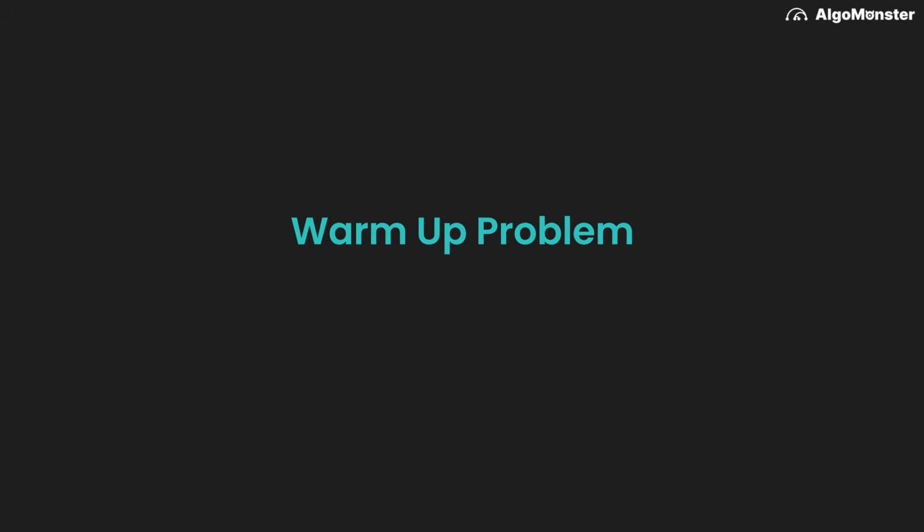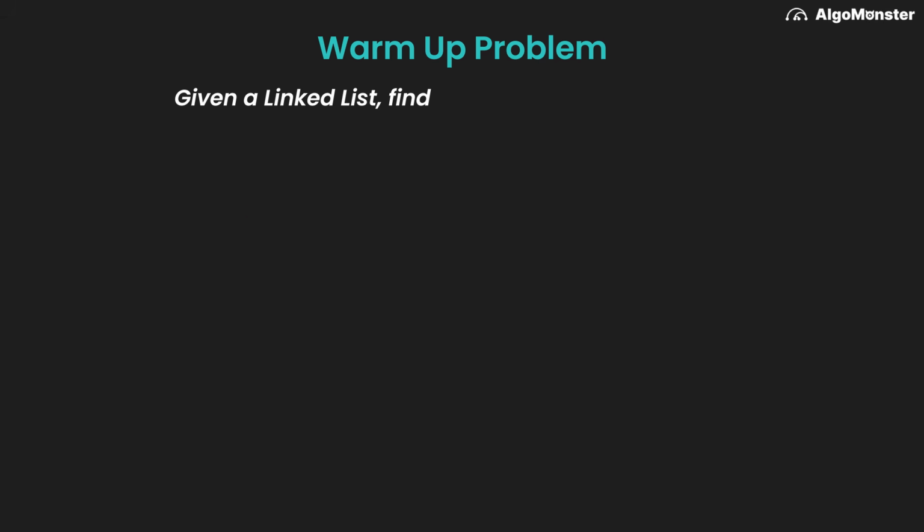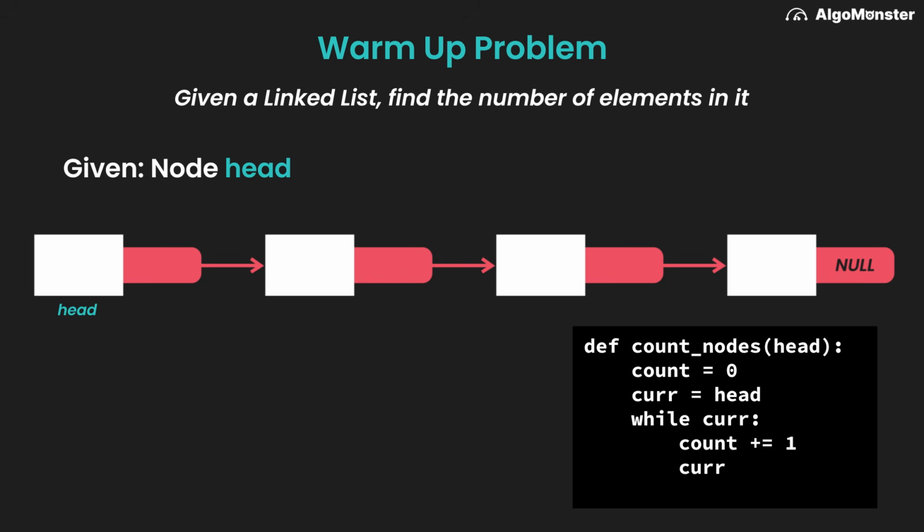Before we get into the spicy stuff, let's just do a warm-up. Problem: given a linked list, find the number of elements in it. You have a pointer to the head. You can move forward. So what do you do? You walk from head to null, one step at a time, and keep a counter. Every time you move to the next node, increment the counter. When you hit null, you're done. Return the count. That's the foundation. Remember this pattern. It's the skeleton of almost every linked list solution.